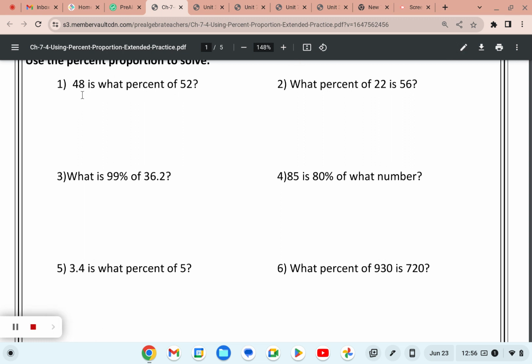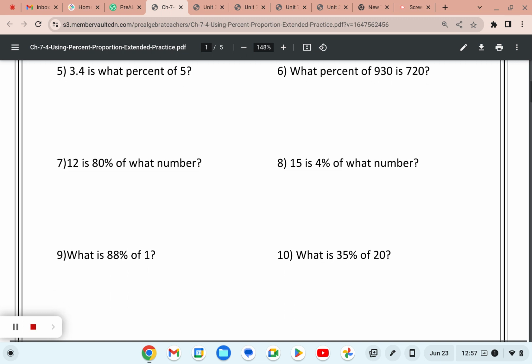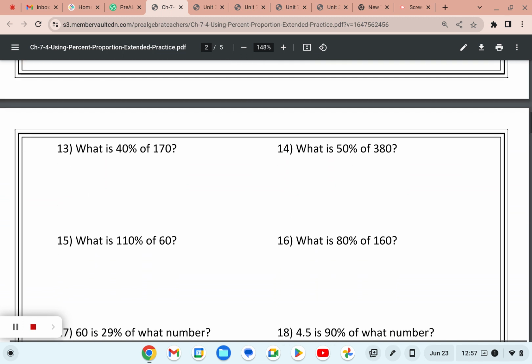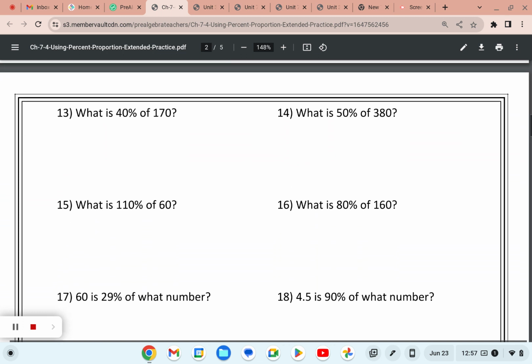here we have 48 is what percent of 52? And we did most of these. I think both of you made it through most of these problems here. I'm going to go ahead on to the next page and let's take a look. We have what is 40% of 170? What is 50% of 380?